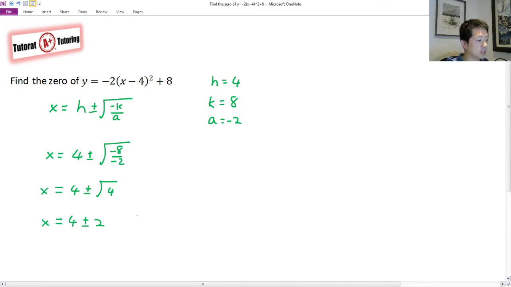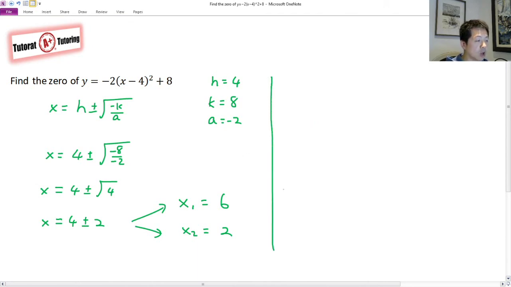And then with this, I have two answers. x1 is equal to 6. x2 is equal to 2. 4 minus 2 is 2. So these are my two zeros. Okay, so this is how I get the zero of the quadratic function in the standard form.